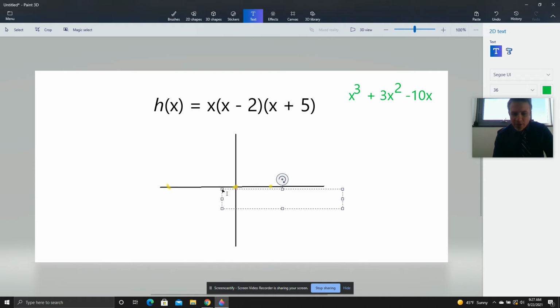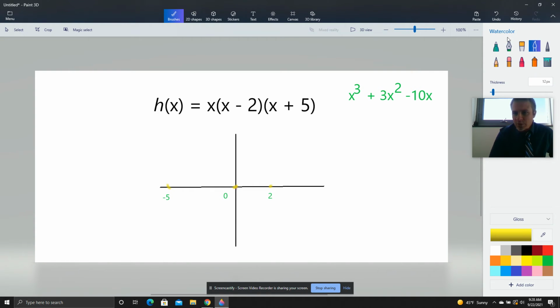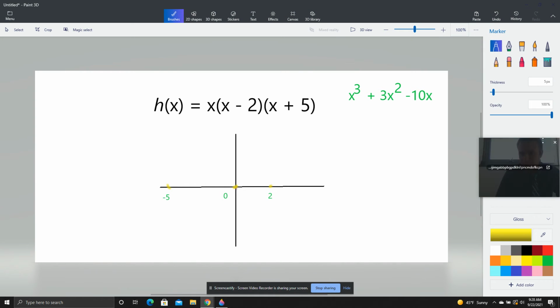So let's just put some numbers there. We got a 0 over here at the number 0. We've got a 0 over here at 2. And then finally a 0 over here at negative 5. Okay, so first thing is we want to know where these zeros are because they're the x-intercepts. They're going to help us determine how this is going to look. And bear with me with me doing paint.